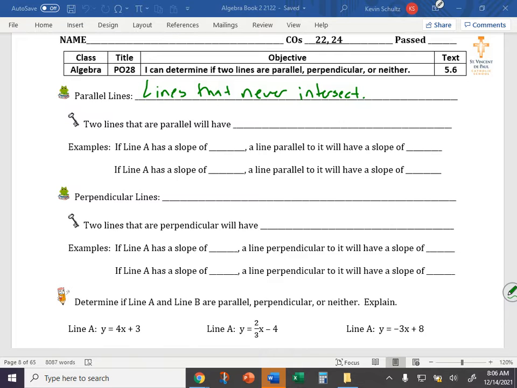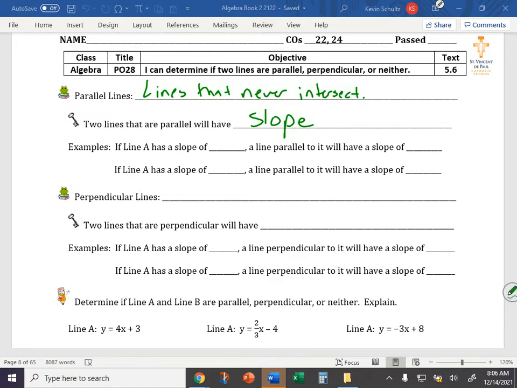I think it's because they have the same slope. It is because they have the same slope, right? That very definition of how we define slope. Slope is how a line moves across the coordinate plane. If two lines are moving at the same rate, the same way, they're never going to cross. So lines that are parallel will indeed have the same slope.